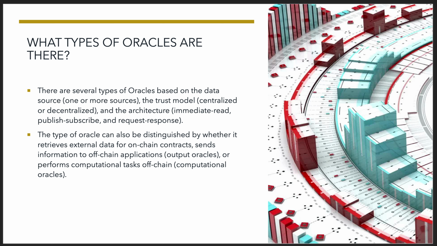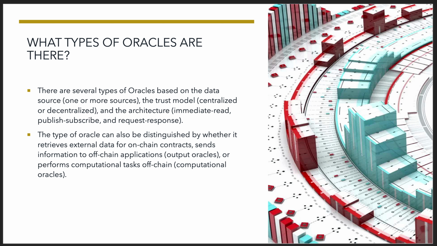Now, there are several types of oracle based on data source, like one or more sources, the trust model, whether it's centralized or decentralized, and the architecture of that oracle. If you're building an oracle, there's a lot of decisions that go into this, because you're going to be doing a publish subscription, request response, or immediate read. How are you going to build around this?